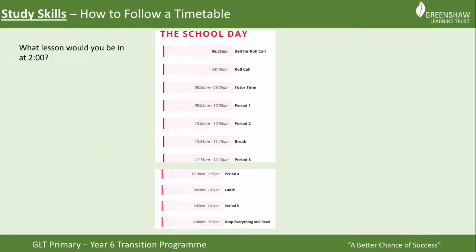What lesson would you be in at 2 o'clock? Pause the video now and try to work out the answer. The answer would be period 5. 2 o'clock falls in between 1:45 and 2:40, 20 past 2. So at 2 o'clock you would be in period 5.